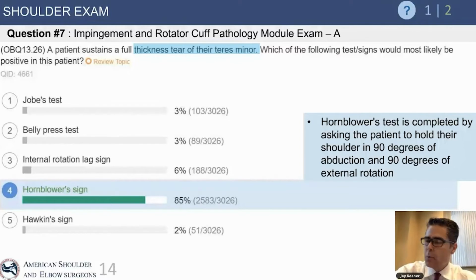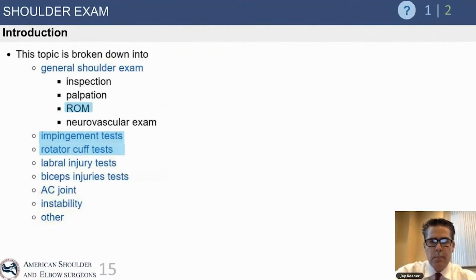The teres minor is an important external rotator of the shoulder, and it's more biomechanically relevant with the arm elevated. So external rotation with the arm to the side is traditionally felt to be mostly infraspinatus. External rotation strength with the arm abducted and externally rotated is definitely mostly teres minor.